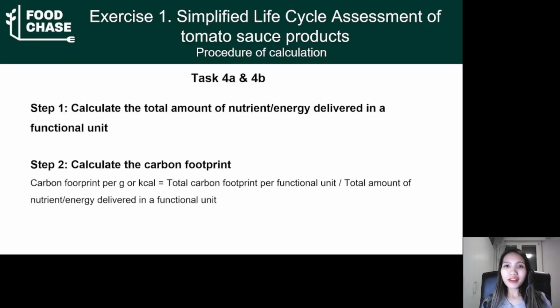For the task 4A and 4B, you must start by calculating the total amount of nutrients or energy delivered in a functional unit, and then you calculate the carbon footprint per gram of protein or kilocalorie, equal to the total carbon footprint per functional unit divided by the total amount of nutrients or energy delivered in a functional unit.